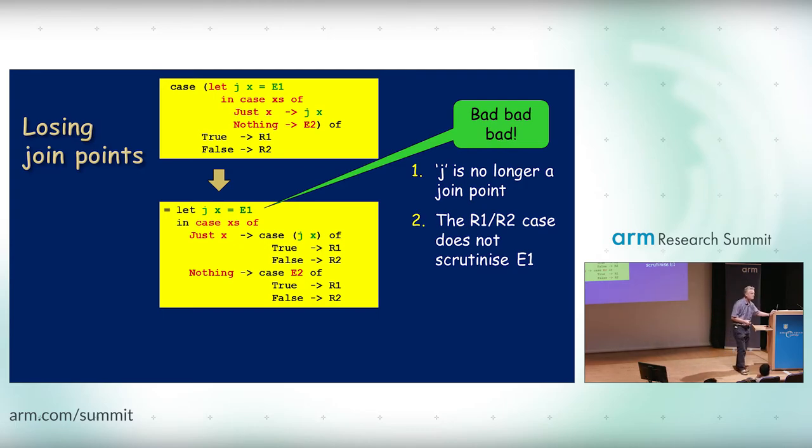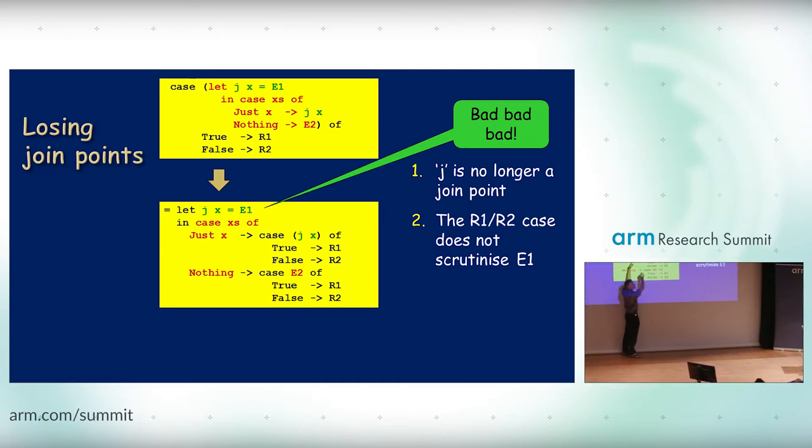In this case, E1 might mention X. Indeed, yes, E1 might mention X because, after all, J is just a function that's abstracted over X. So it's just a parameter. So E1 might mention X, that it's bound there, and it may be passed. Maybe I should have used a different name. And the point is it's passed to J, which uses it.